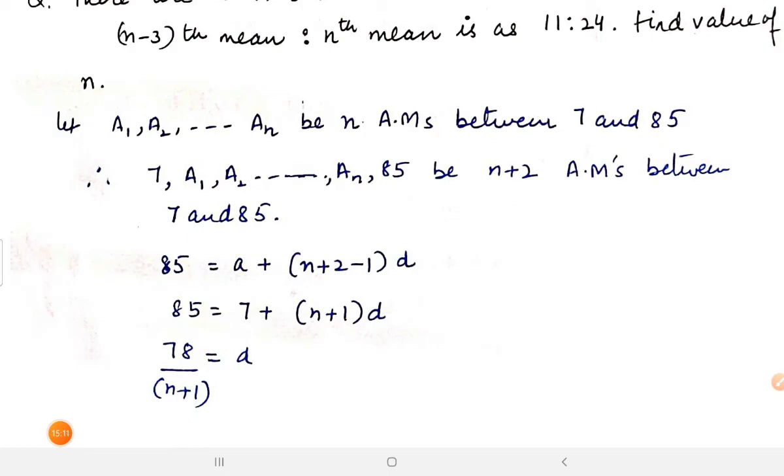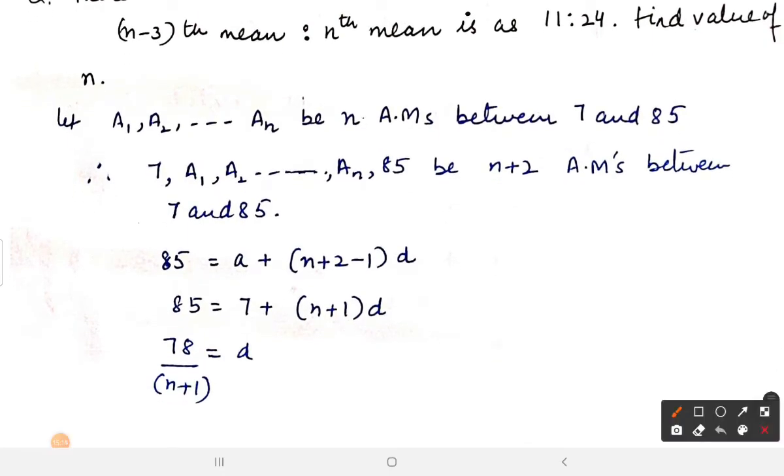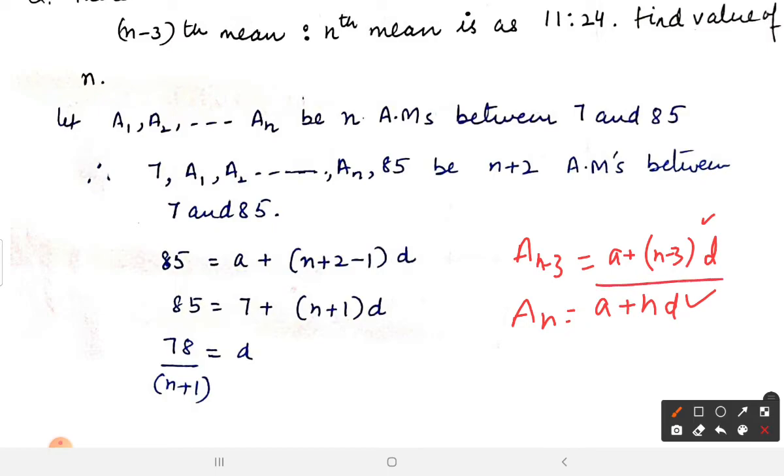So we have to find the ratio of A(n minus 3) to An. What is A(n minus 3)? A(n minus 3) is A plus (n minus 3) times D. And the nth mean is A plus n times D. So find the value of D, then the ratio of these two is given to us as 11:24. So let us now find D first. We have 85 is equal to A plus, the number of terms is n plus 2, minus 1, into D. So it is n plus 1 times D. Here 85 minus 7 is 78. So D is 78 upon n plus 1.